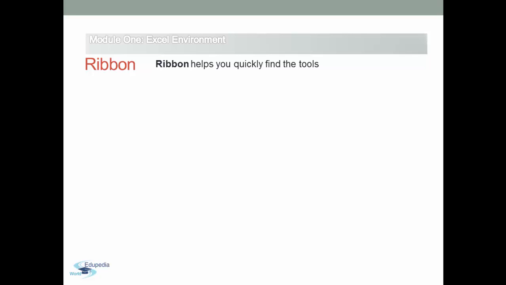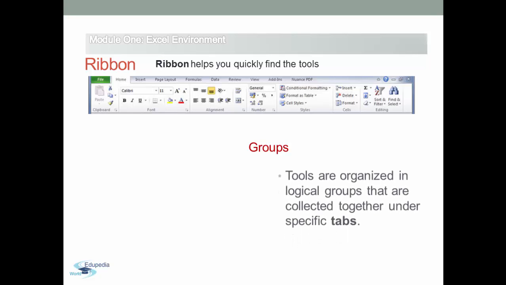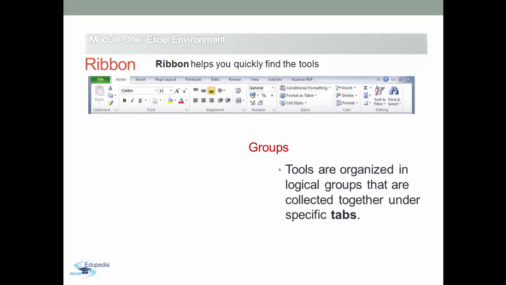Each tab opens its own ribbon. Each ribbon is divided into groups. Tools are organized in logical groups that are collected together under specific tabs. This is the font group. It contains commands for formatting fonts. Second is the alignment group. It contains commands for formatting cells.